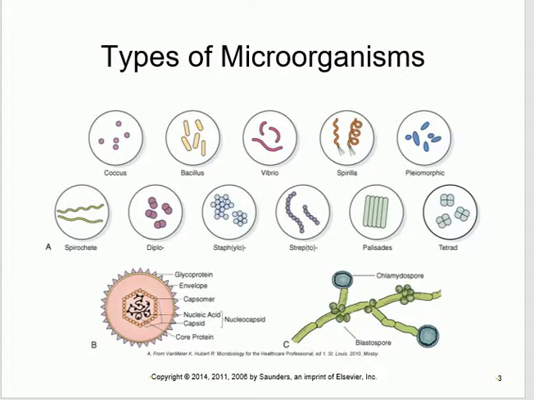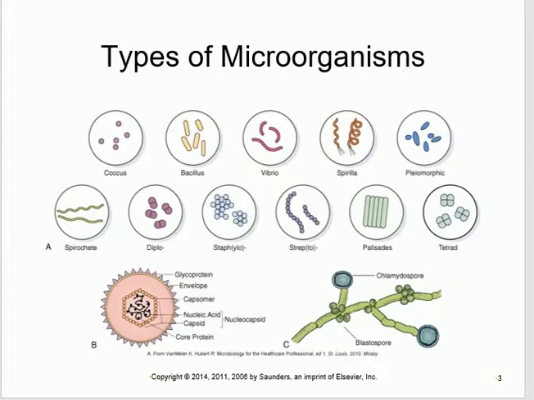If it looks like rods, so we're looking under the microscope and you see it looking like this, you call it bacillus. If it is like a rod but bending like this, it's called vibrio. If it is a rod but spiral like this, you call it spirella. If it is a different shape, you call it pleomorphic. Pleo means different. Morphic means shape. This is just a translation. Pleomorphic, different shapes. Spirochetes, it's just bending like these.